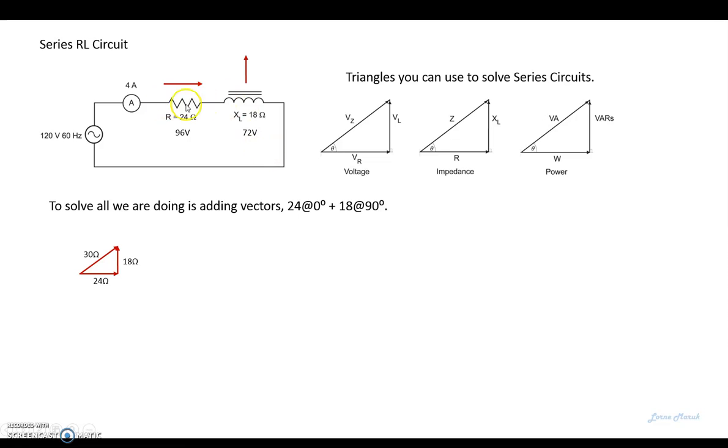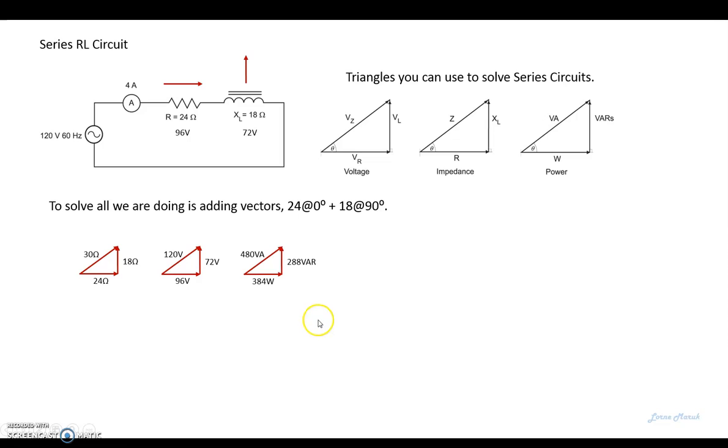We could also find the voltage. 4 times 24 will give you 96. 4 times 18 will give you 72. But don't fall into the trap of adding those straight up, because they are not in phase. But we can add them vectorially using the voltage triangle. And if you do Pythagoras to check, you will see that we will get 120.